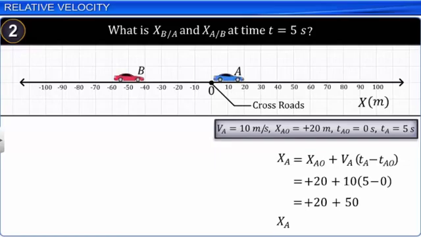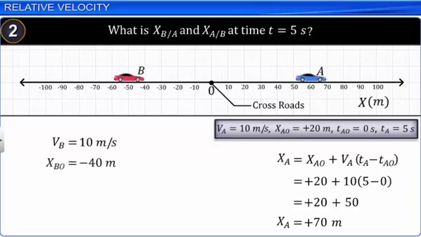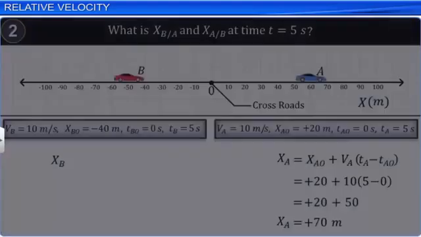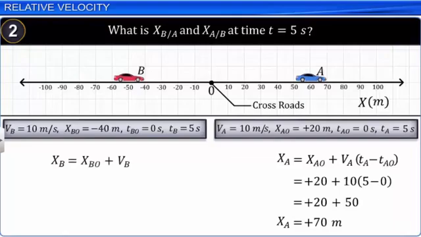Calculating for x_B, here v_B is equal to 10 meters per second. x_B0 is equal to minus 40 meters. t_B0 is 0 seconds and t_B is equal to 5 seconds. x_B is equal to x_B0 plus v_B into t_B minus t_B0. On substituting and simplifying, we get x_B equal to plus 10 meters.